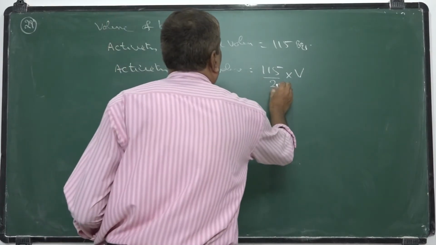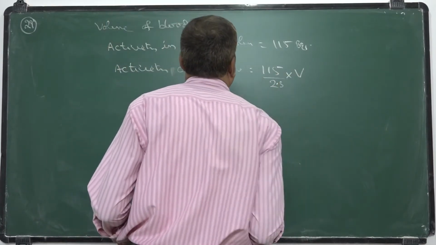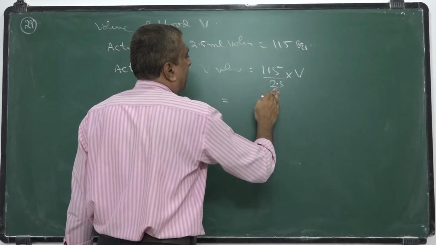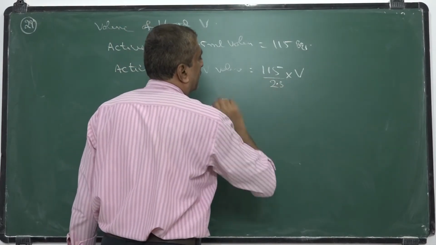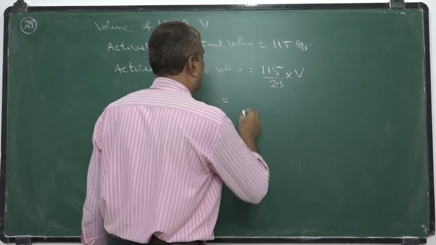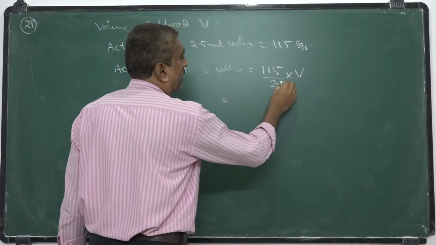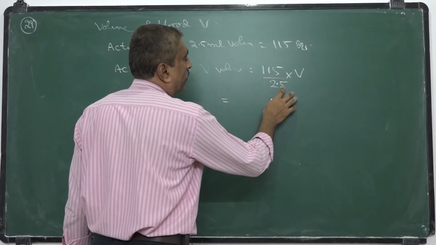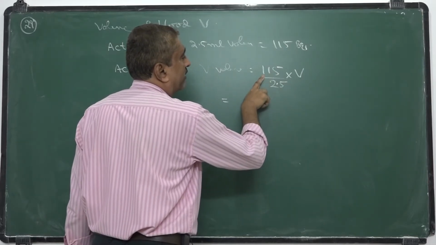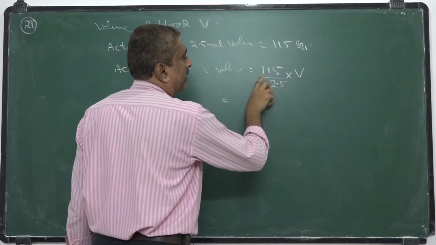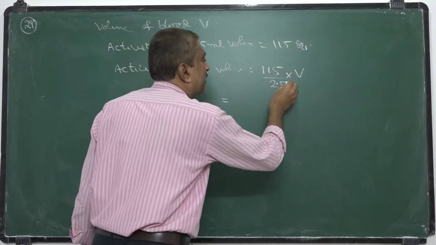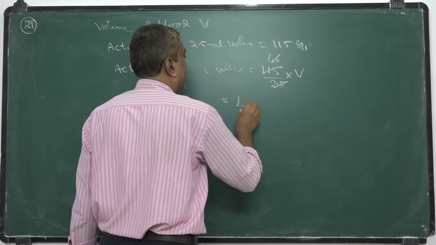Oh sorry, 2.5. So this is what is that? 115 by 2.5. So it is approximately 2.5 into 40 is 100 and 6 is 15. Okay, it is 46. Okay, that is 46V.